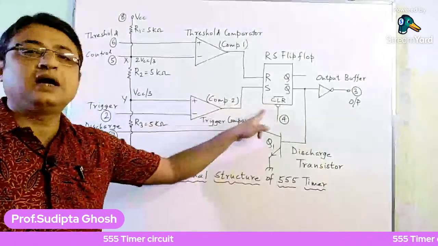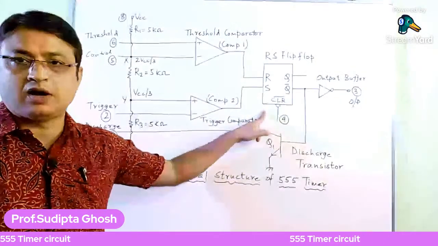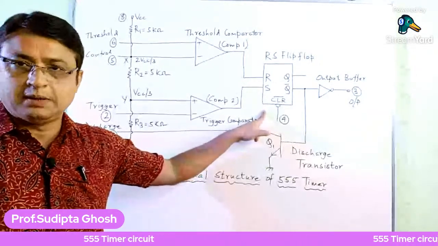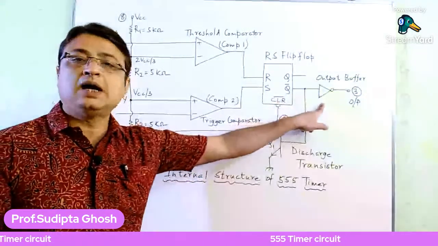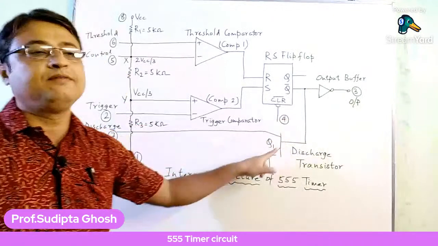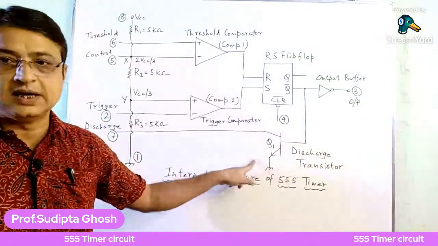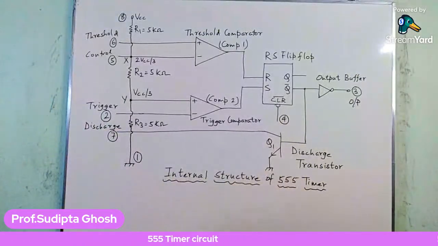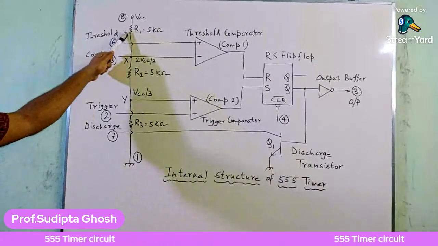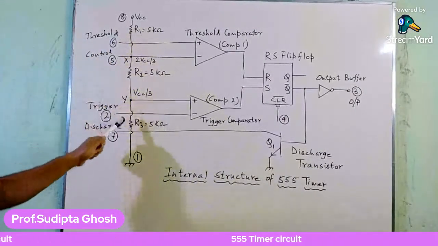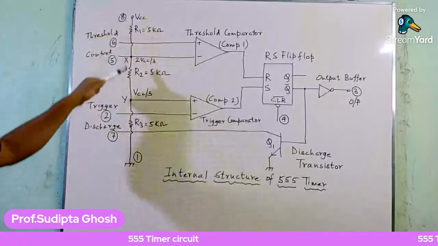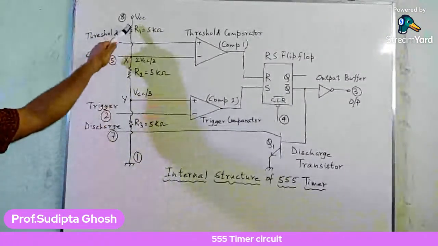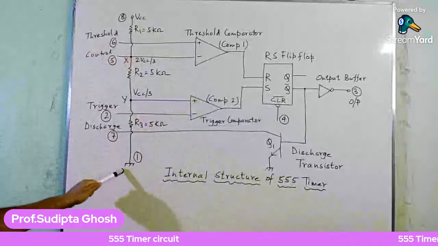Number 3, the third block, is the RS flip-flop, or you can say the set reset, that is SR flip-flop. Number 4 is the output buffer. Number 5 is the discharge transistor, and last, number 6, is a potential divider consisting of 3 resistors R1, R2 and R3 connected between terminal number 8, that is the VCC, the supply, and terminal 1, the ground.